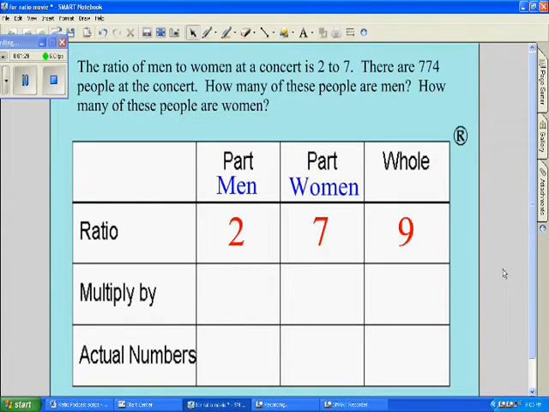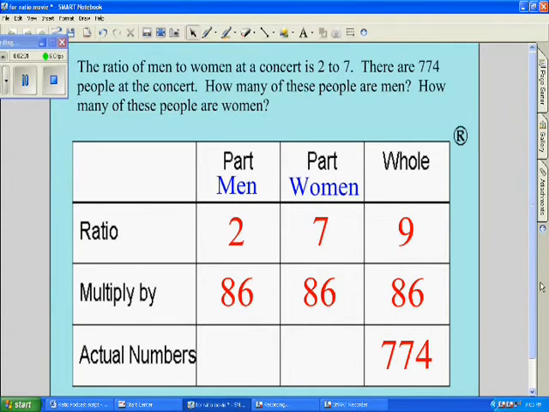Now, back in the problem, it says there are 774 people at the concert. We're going to put that number underneath whole, in the actual numbers row, so the lower right-hand corner. Now, the middle row of the grid says multiply by. We have to calculate what do we multiply 9 by, in this case, to get to 774. 774 divided by 9, quite simply, is 86. And that 86 is going to go across the entire multiply by row.